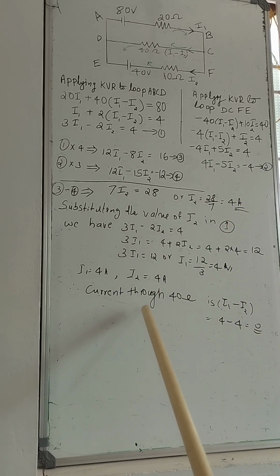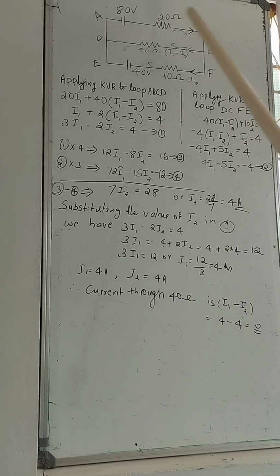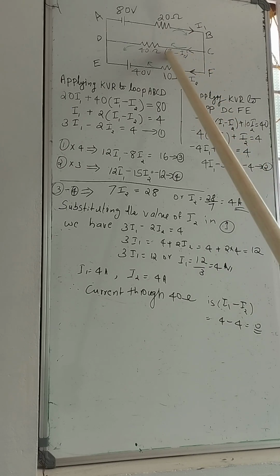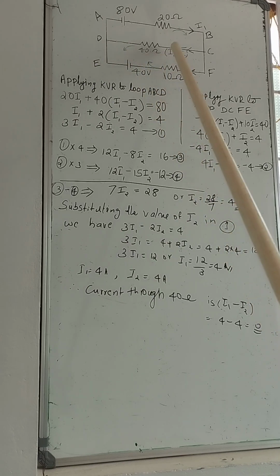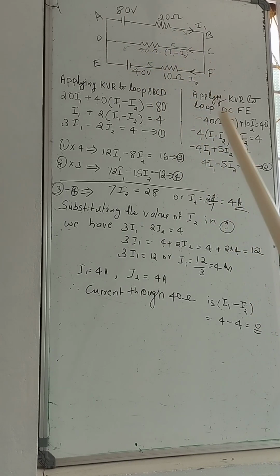So the current through the 40 ohm resistor: I1 is the current coming in this way, and I2 flows this way, and the remaining current, I1 minus I2, flows through the 40 ohm resistor. So the current through the 40 ohm resistor is I1 minus I2, that is 4 minus 4, which is 0.